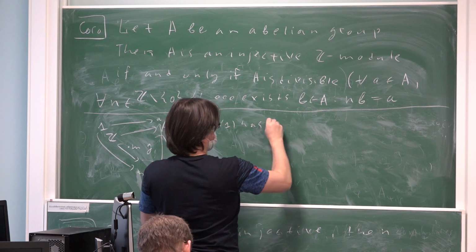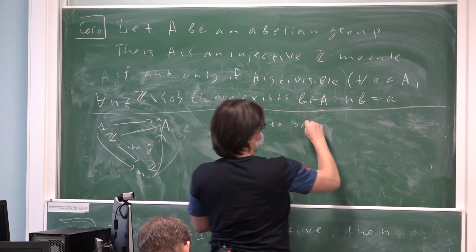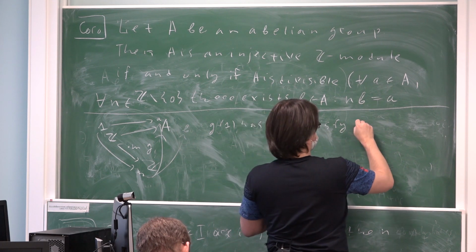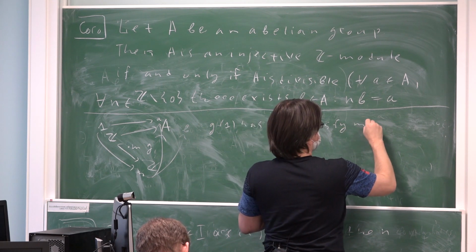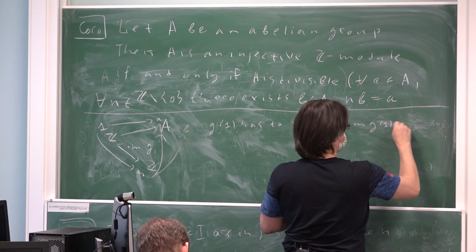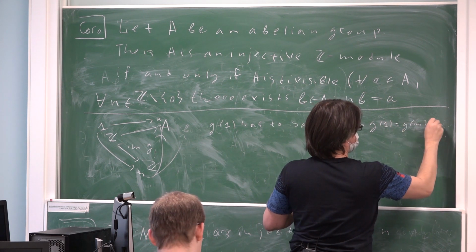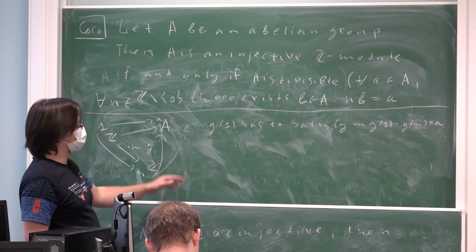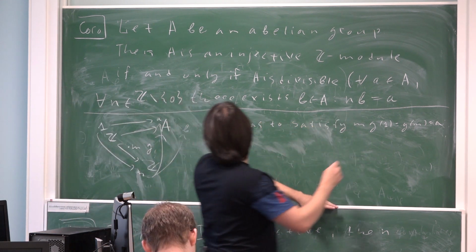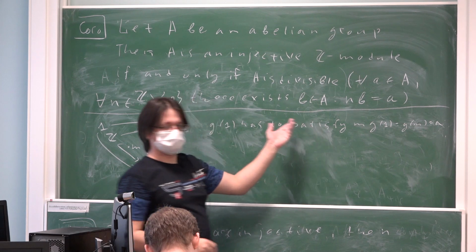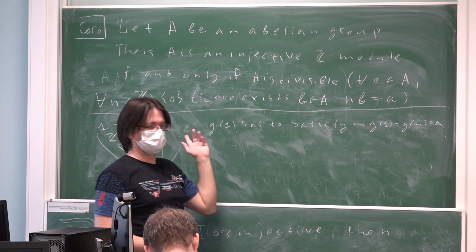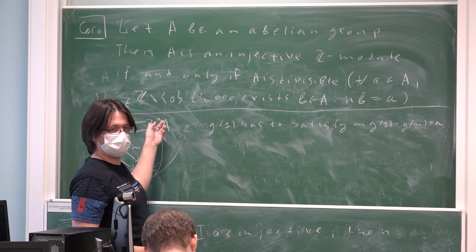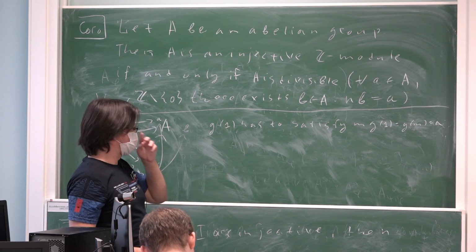G of 1 has to satisfy m times g of 1 to the g of m equals a. So if there is no b such that mb equals a, then such g cannot exist, and if there exists, then we simply can send 1 to this b and obtain g.